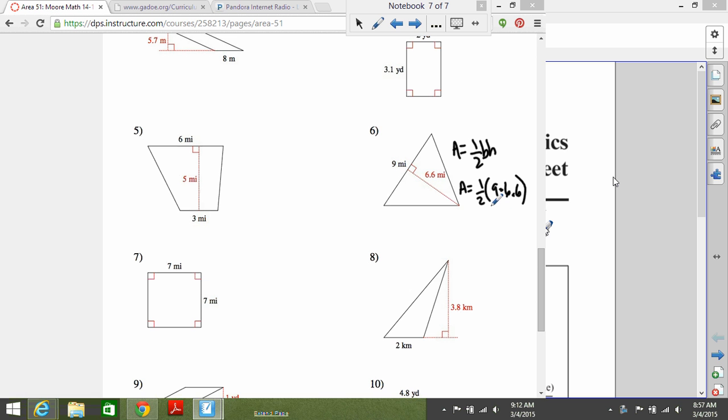Okay. Now what do I do next? Okay, 9 times 6.6. And we get... Okay, and what do I do with that? What do I do with that? So 0.5 times 59.4. I just changed the half to a decimal. What do you get? What? Yep, 29.7 miles squared.